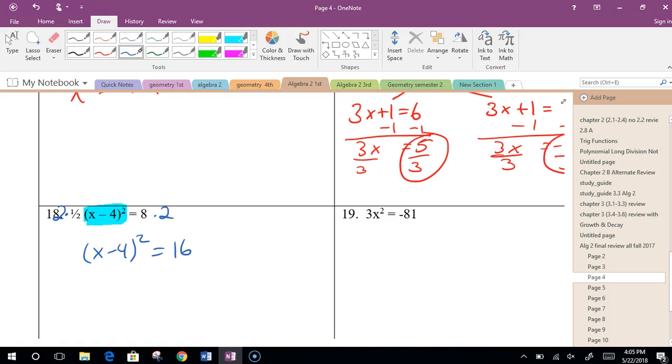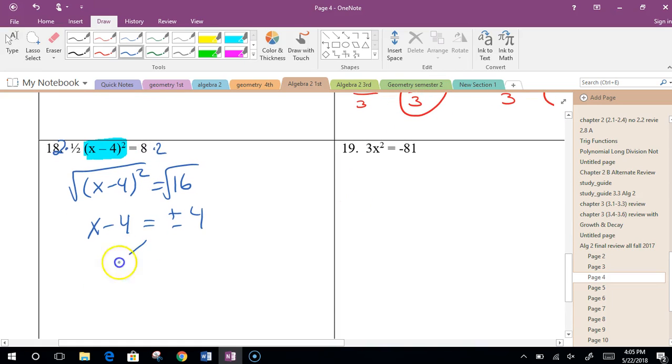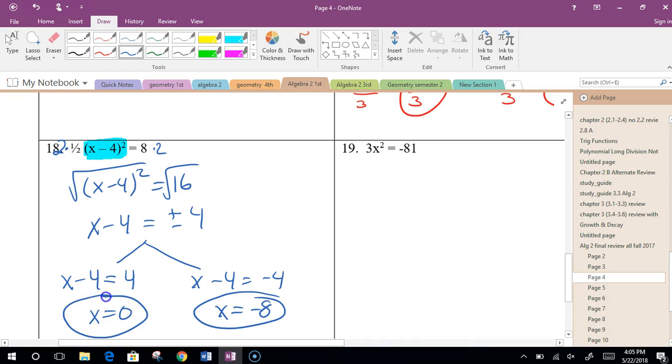So now we're back to where we were with problem number 17. We're going to take the square root on both sides. So we get x minus 4 equals plus or minus, well, the square root of 16 is 4. And then we branch it apart into two problems. So x minus 4 equals positive 4, and x minus 4 equals negative 4. Solve both for x. The first one comes out to be x equals 0, and the second one, x equals negative 8. And there's your two answers.